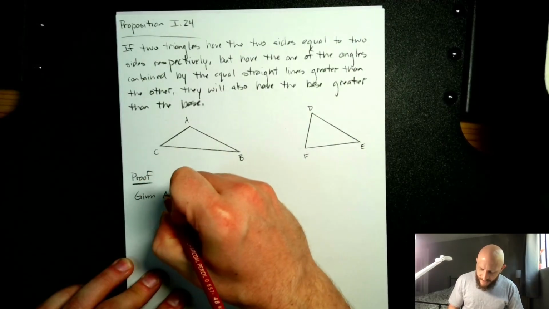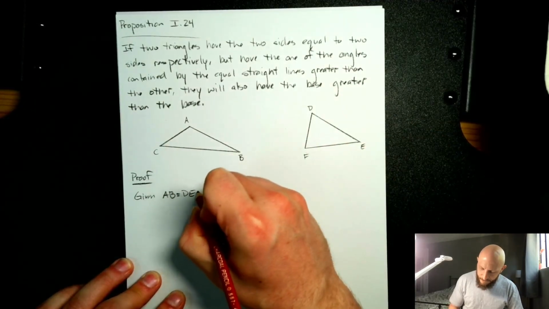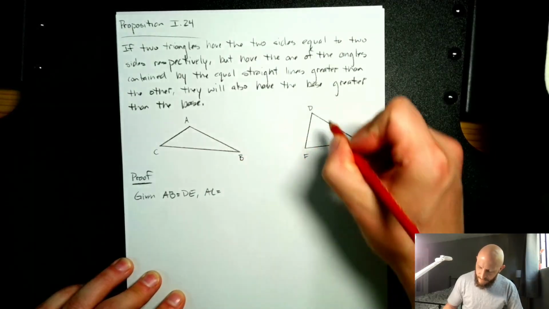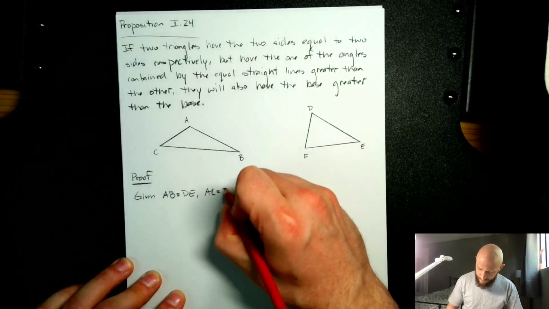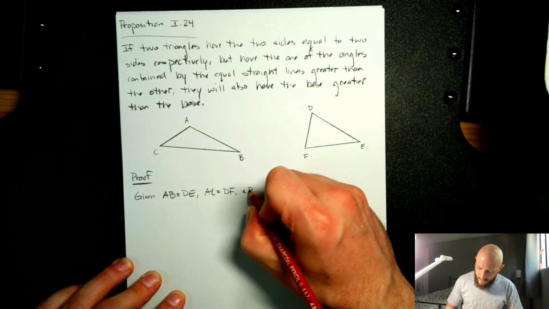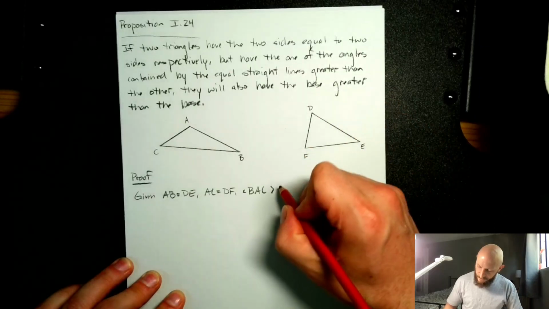So we're given that AB is equal to DE. We're given that AC is equal to DF. And we're also given that angle BAC is larger. It's greater than angle EDF.